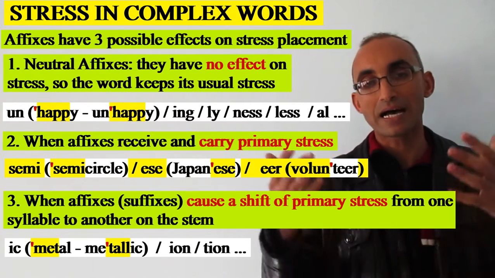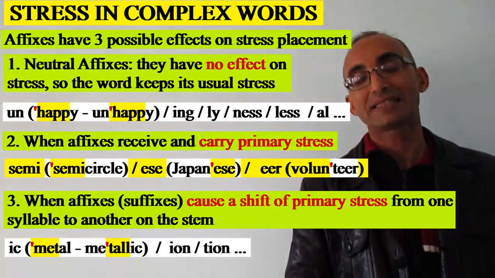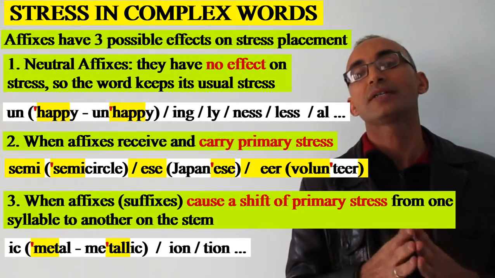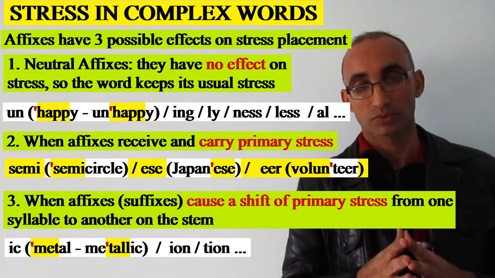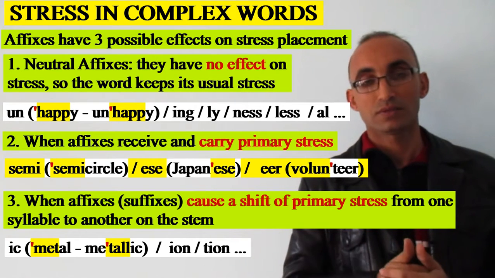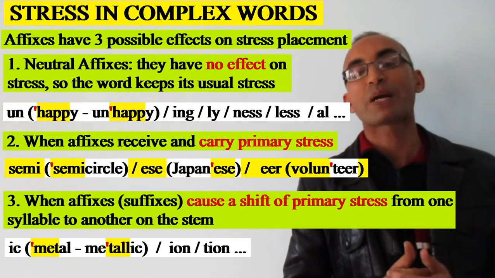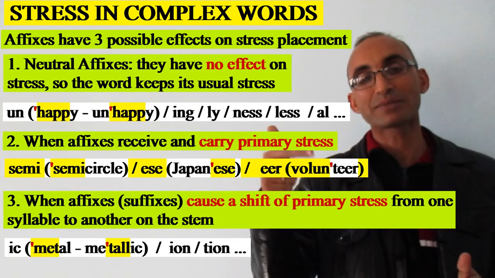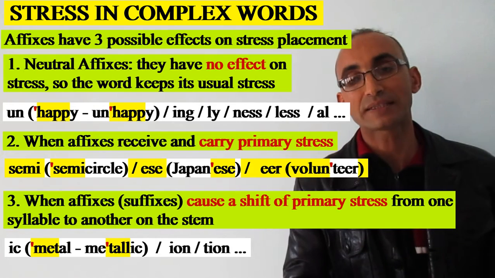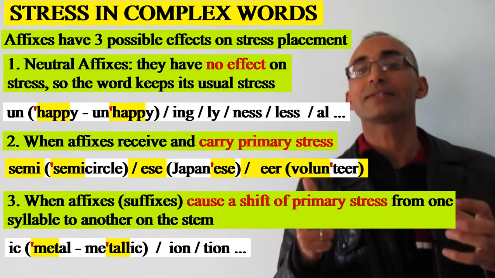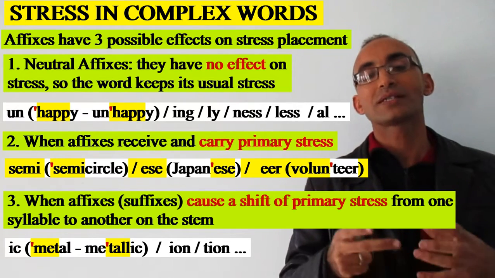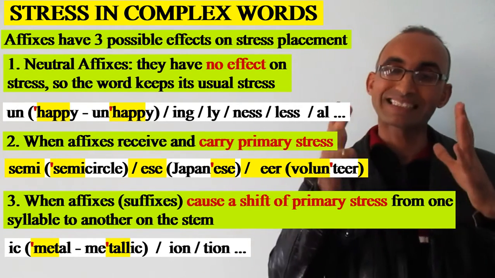Good. So these are the three possible effects that affixes can have on a complex word. Neutral, no effect at all. Receive primary stress, they are themselves stressed. And number three, the third effect, they are shifting. They cause a shift of stress from one syllable to another.